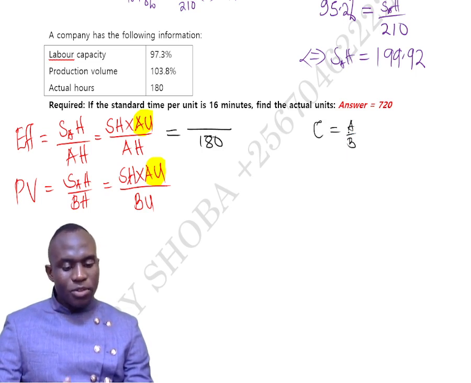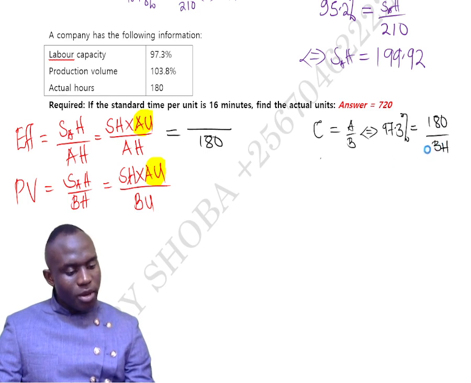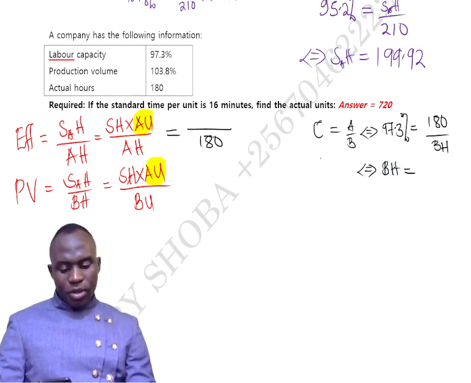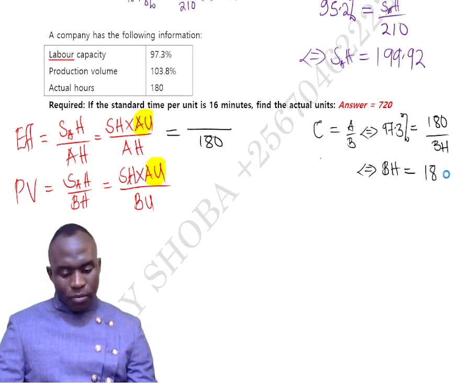So what is given? Actual hours are given. So this means that 97.3% is equal to, what were the actual hours? 180 divided by budgeted hours. So 97.3% is equal to the fraction 180 divided by alpha x, shift solve. So budgeted is 184. Okay, if it is rounded, it would be 185.